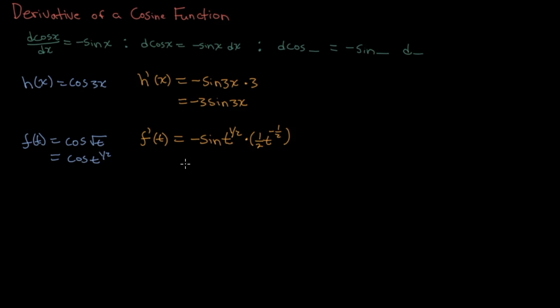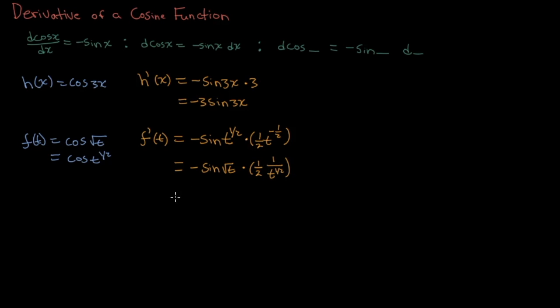So we'll come down here, and we'll write this as negative sine, and then we can change this to root t, times 1 over 2. And remember that anything to the negative power is just 1 over that. So it'll be 1 over t to the 1 over 2.